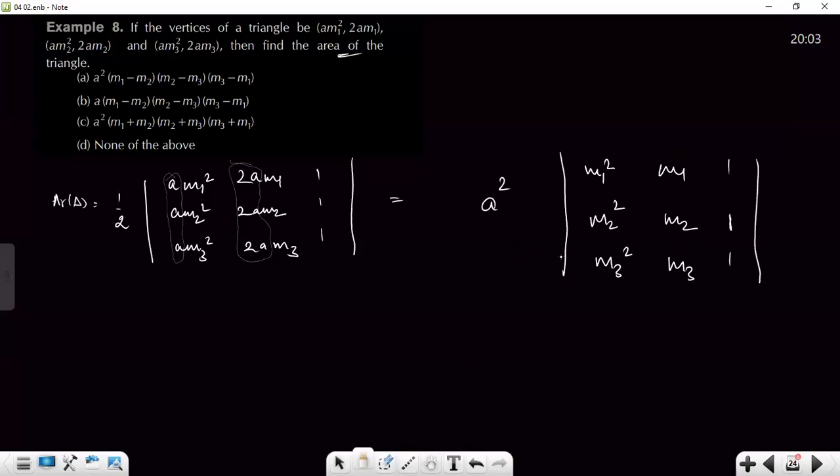Now let's apply some operations. If we make 0 here and 0 here, then only 1 will be left in the column. That would be great for solving the determinant's value. So how can we do so? We can do so by subtracting row number 2 from row number 1, and by subtracting row number 3 from row number 2. Let's do it.